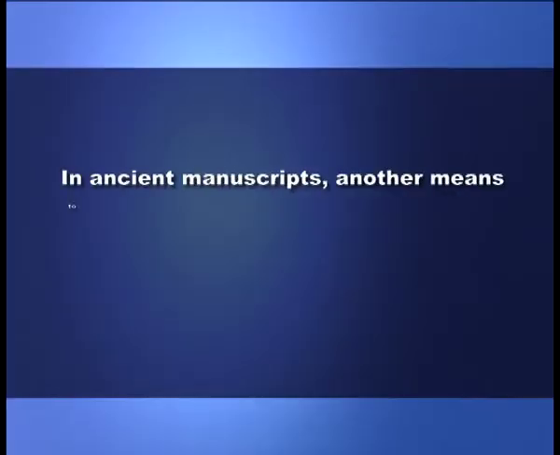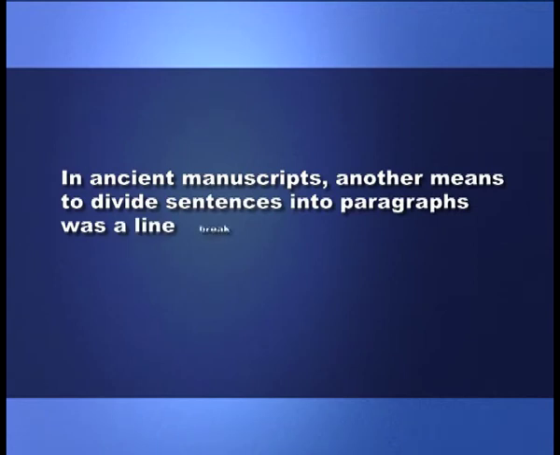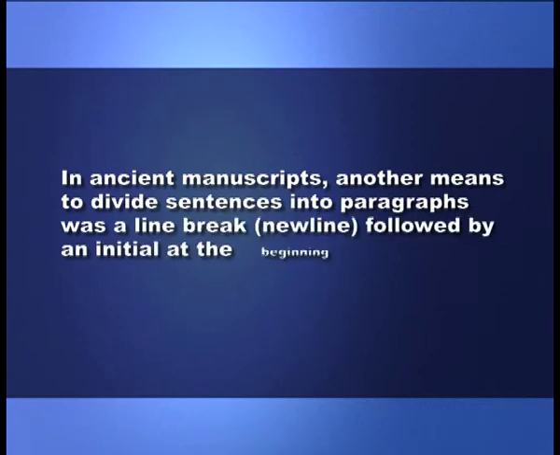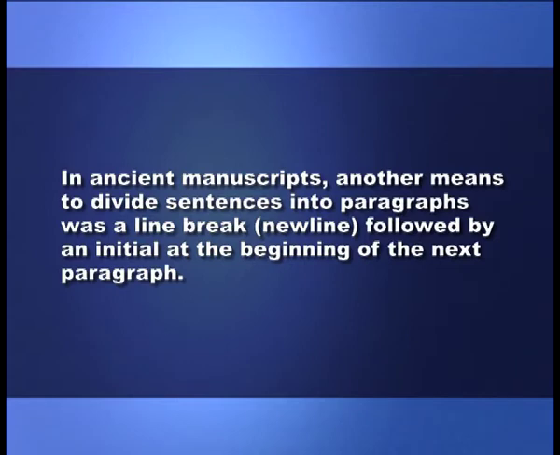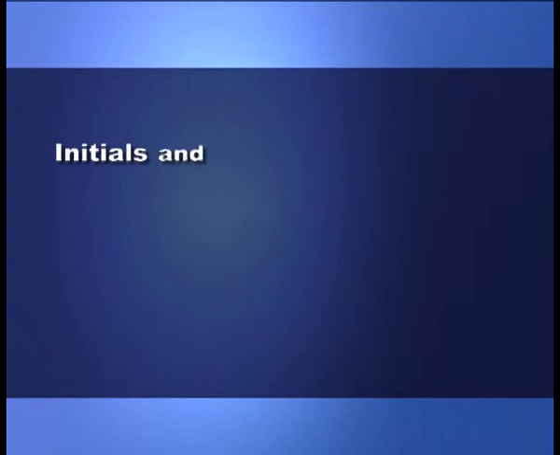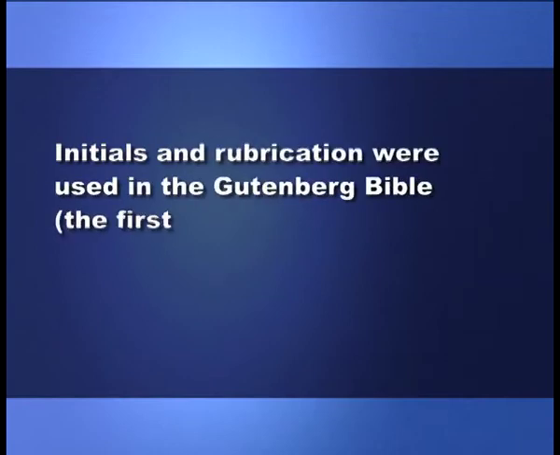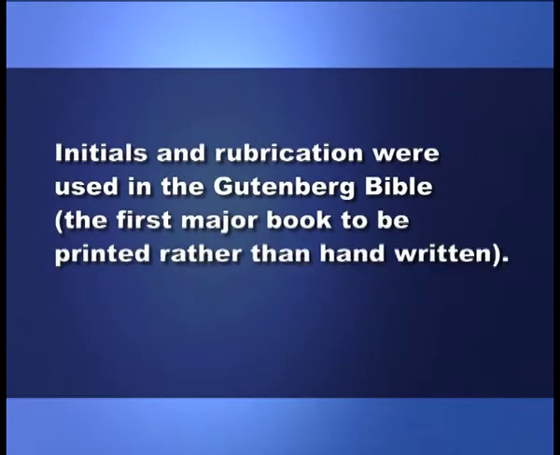In ancient manuscripts, another means to divide sentences into paragraphs was a line break, new line, followed by an initial at the beginning of the next paragraph. An initial is an oversized capital letter, sometimes outdented beyond the margin of text. This style can be seen, for example, in the original Old English manuscript of Beowulf. Outdenting is still used in English typography, though not commonly. Initials and rubrication were used in the Gutenberg Bible, the first major book to be printed rather than handwritten.